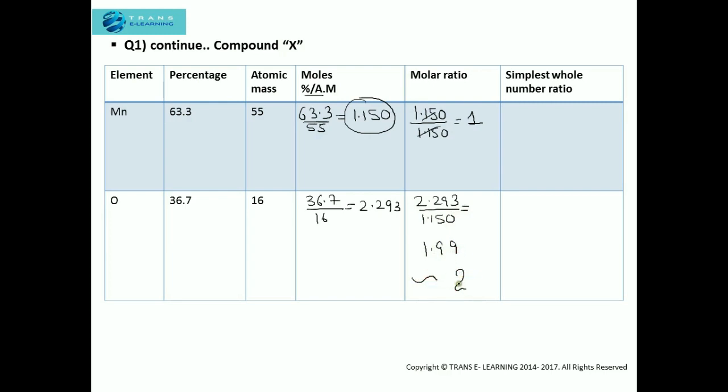Now these two molar ratios are whole numbers, so we need not multiply with any numeric value to get the simplest whole number ratio. So in this case, the simplest whole number ratio for manganese is 1, whereas that of oxygen is 2. So the empirical formula of this compound will be Mn1O2, that is MnO2. So now we have found out the empirical formula of X. Let us find the empirical formula of Y.